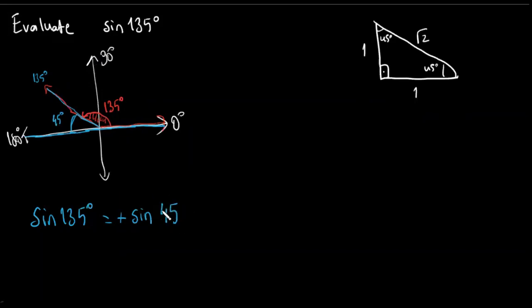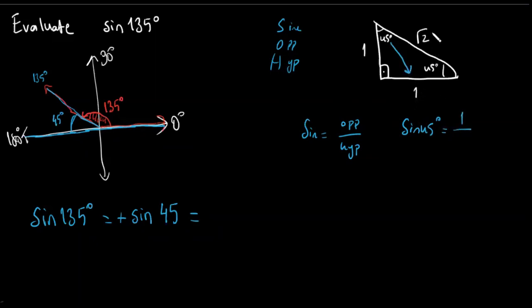This is going to be our answer, but we have to find sine of 45. What is sine of 45? Let's come back here. So we have to use the SOHCAHTOA definition. So what is SOHCAHTOA? Sine is opposite over hypotenuse. That means sine of 45. So 45, what is the opposite? 1 is the opposite. What is the hypotenuse? Root 2 is the hypotenuse.